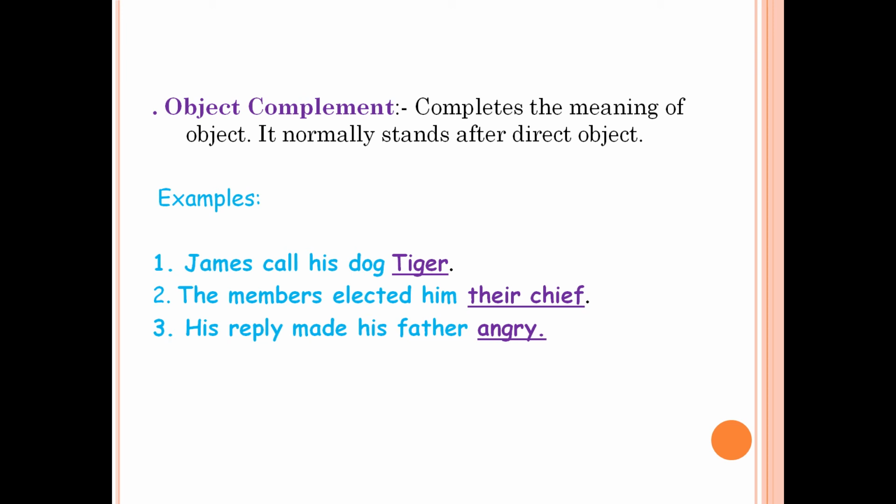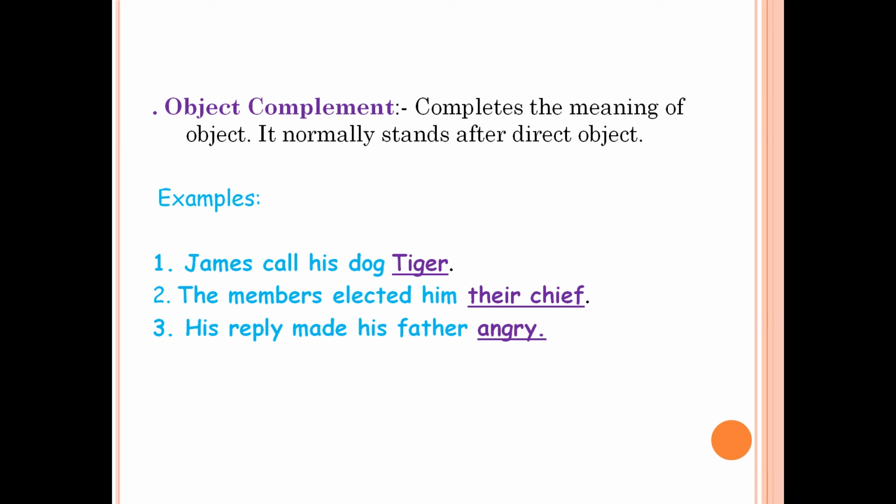It normally stands after the direct object. Please look at these examples. James called his dog Tiger. Second example: the members elected him their chief. Suppose we remove these underlined words, which are object complements in these sentences. Do these sentences have a complete meaning? No. If I say James called his dog, it's an incomplete one. In the same way, the members elected him.